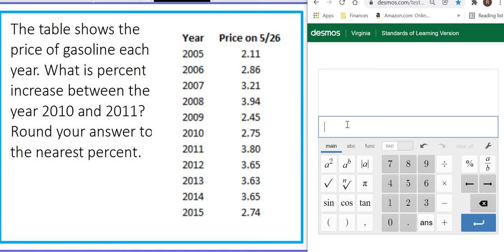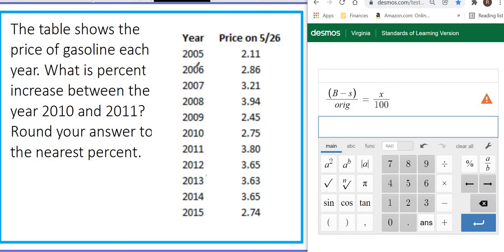Okay, so this is going back to something that we did before winter break, but I'm going to go ahead and type in my formula here. This is what we use when we have a problem that asks us to find a percent increase, a percent decrease, or a percent change.